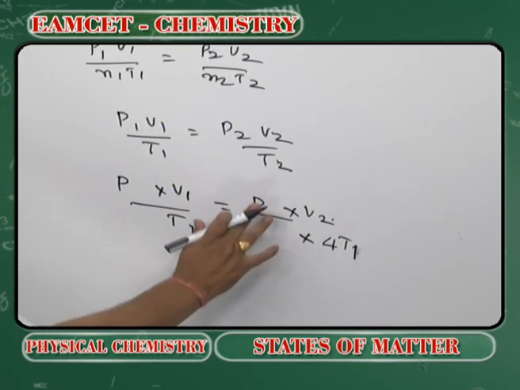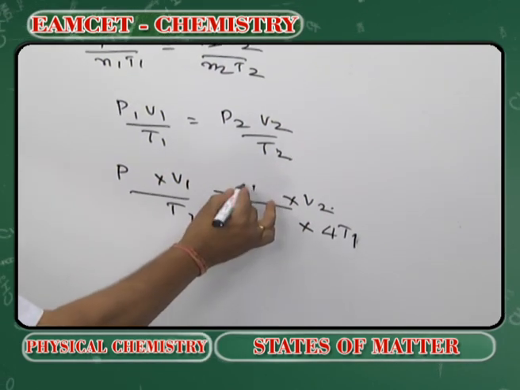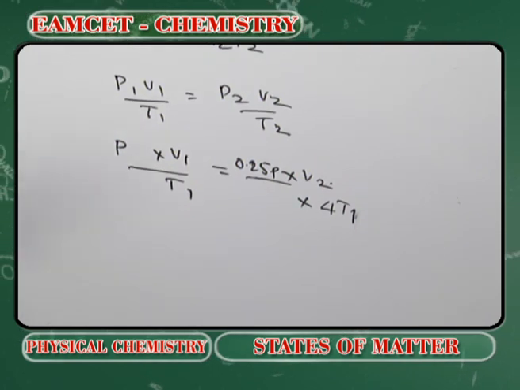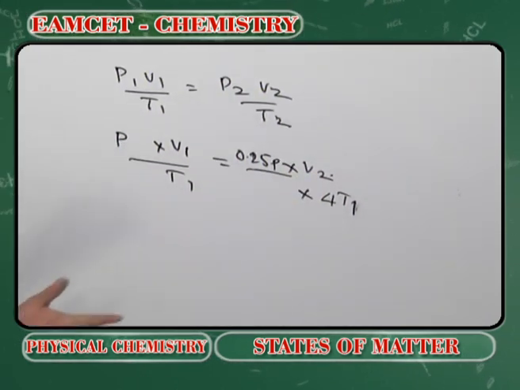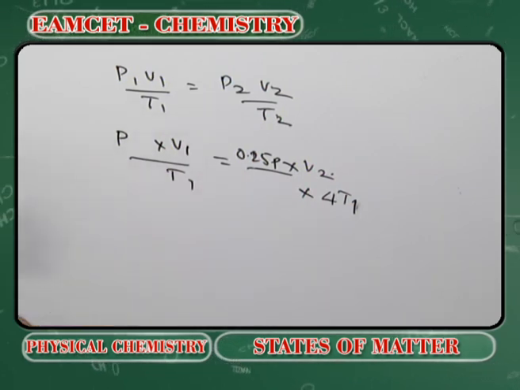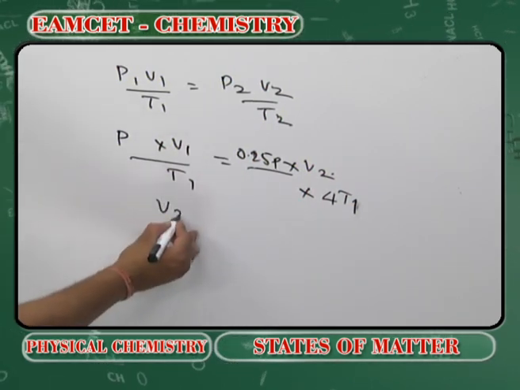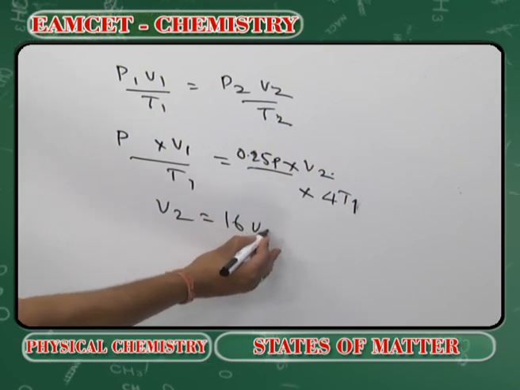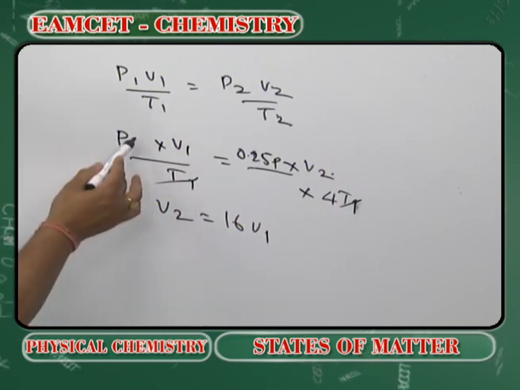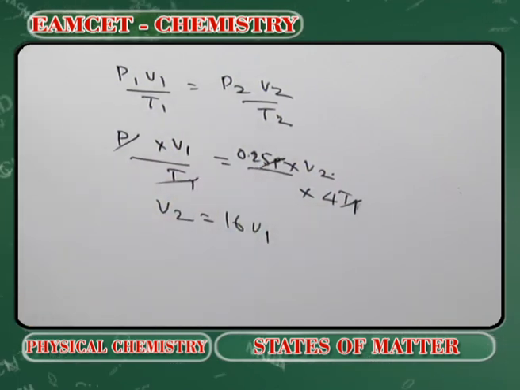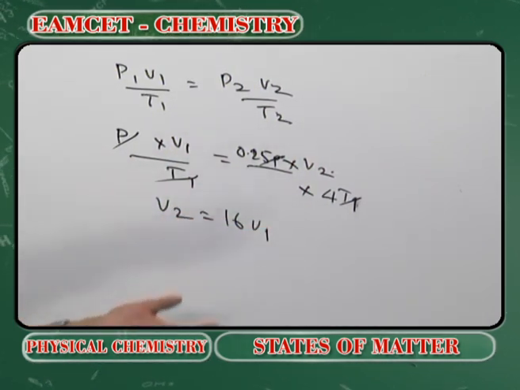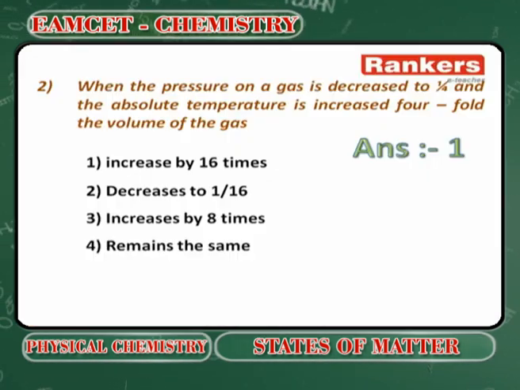And what is the pressure? P by 4 means 0.25 P. What is the value of V2? V2 will be equal to 16 V1. T1 cancels out, P cancels out. So what will be the value of V2? Nothing but 16 V1. So option 1 is the answer.